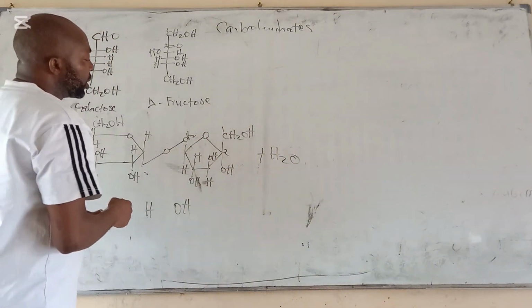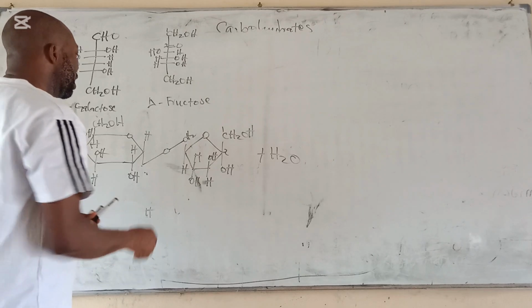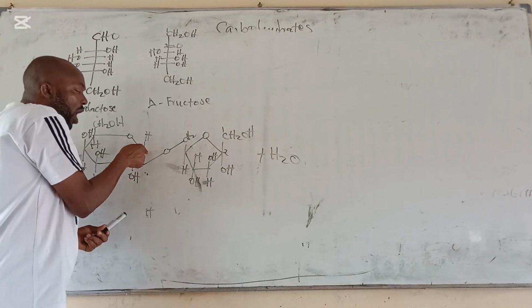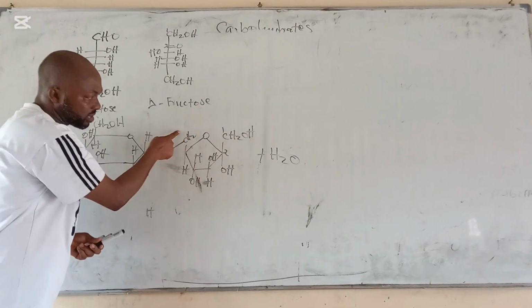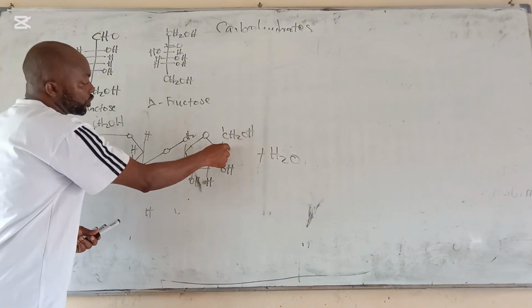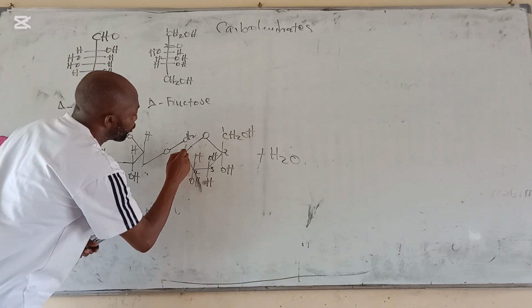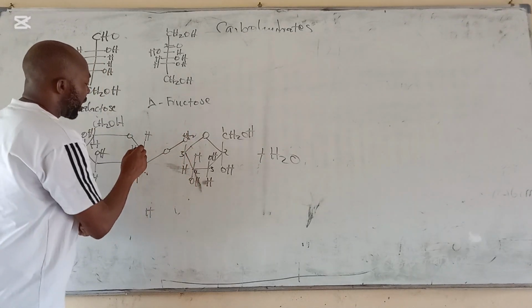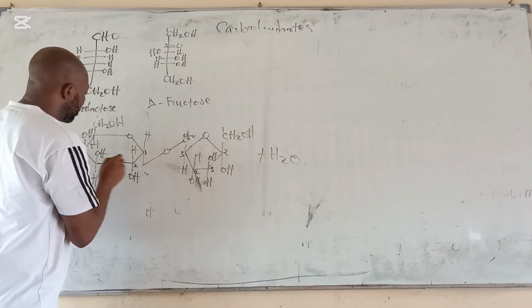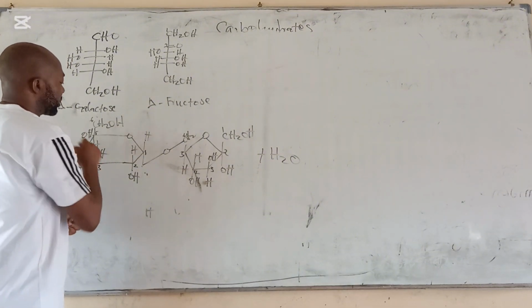So now, the bonding procedure is this. This one bonded from 1, and this one is 6. The furanose structure is carbon 6. 1, 2, 3, 4, 5, and 6. While here is 1, 2, 3, 4, 5, and 6.